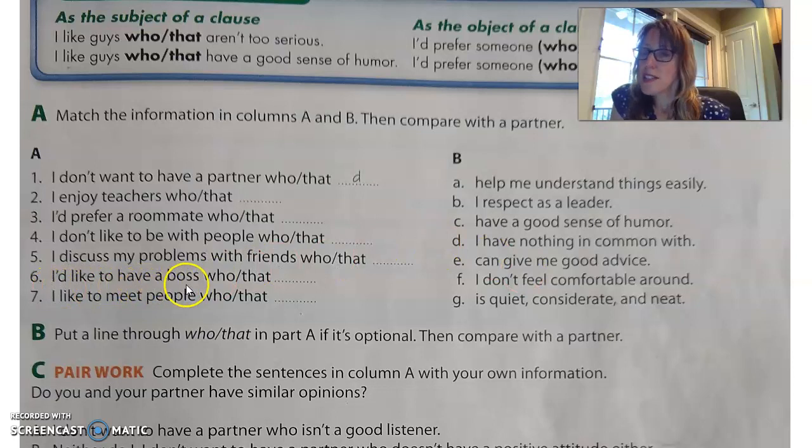I'd like to have a boss, who or that. Now a boss, okay, singular. So we could look for a singular verb, or we can look for a pronoun. What do we have left? I think the best answer is B here. A boss who I respect as a leader. That makes sense. And the last one, I like to meet people who or that. I think this is the one we talked about earlier. Again, people is plural, so this verb would match. This would be a good match, C.